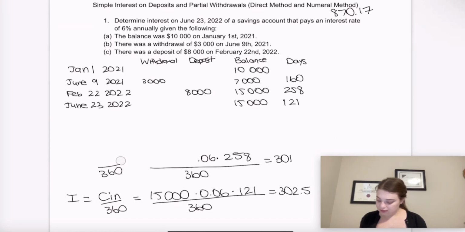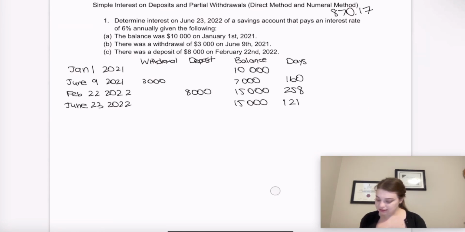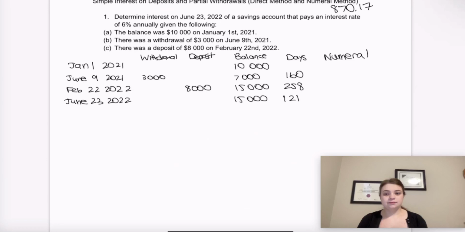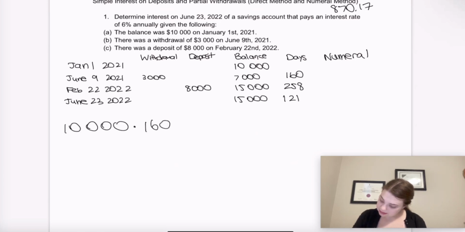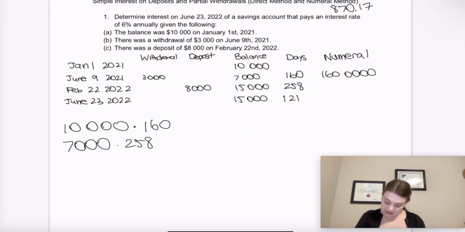I'm just going to get rid of all the interest calculations and the interest column, and I'm going to replace it with the numeral column. All right, now we need to calculate the numeral. So how can we do that? Well, first we're going to multiply 10,000, which was our initial balance, by 160, to get 160 with 4 extra zeros on the end. Then we're going to do 7,000, which is our next balance, times 258, which is our next number of days. 7,000 times 258 is about 1.8 million.